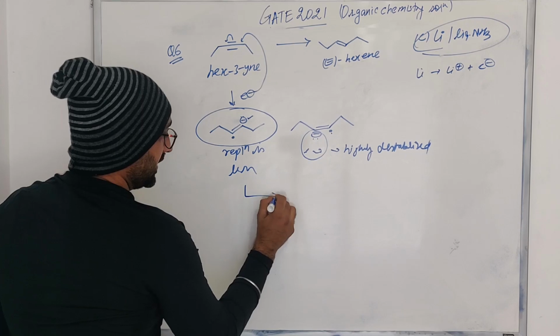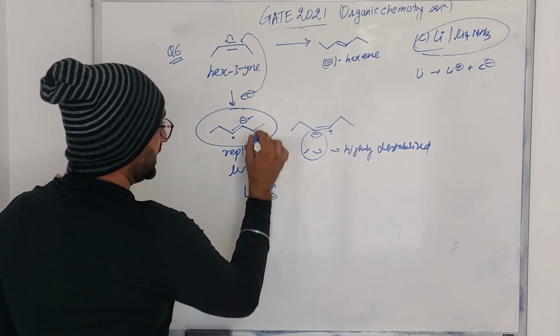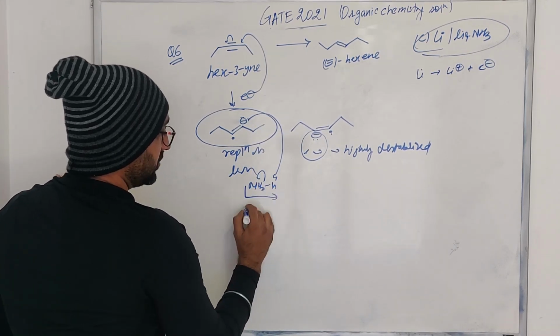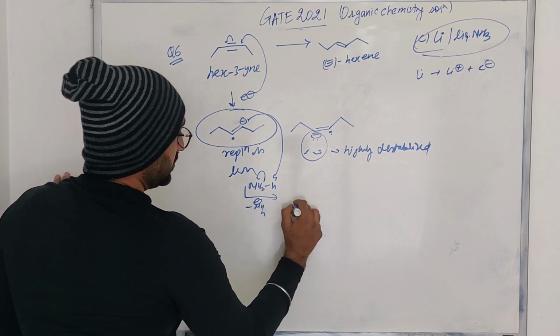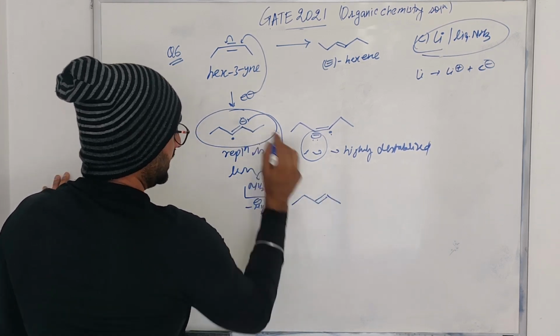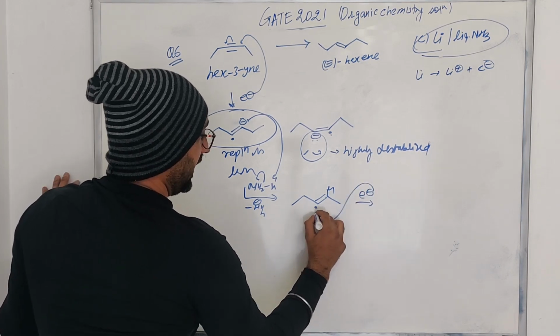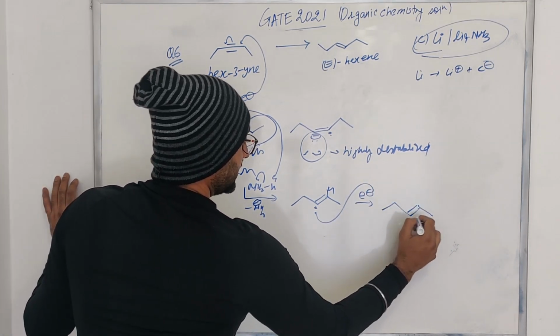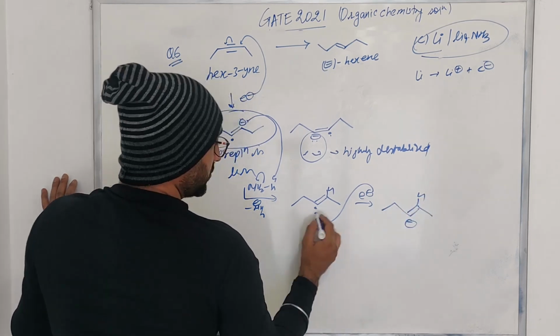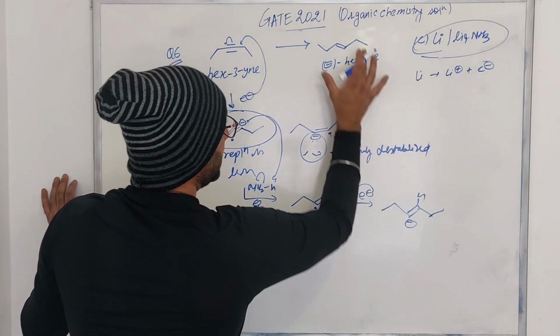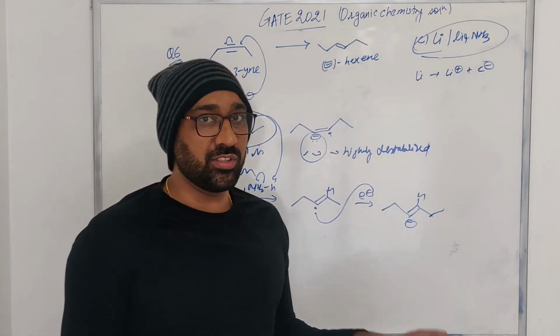After that, from the liquid ammonia, this picks up the hydrogen. So what you generate is this one. What you have is this hydrogen here, a radical, and one more electron adds here, so you get this negative charge. Again it is going to pick up a proton from the ammonia to give you the desired hexene. So this is how the reaction takes place.